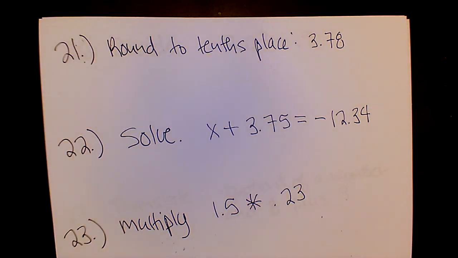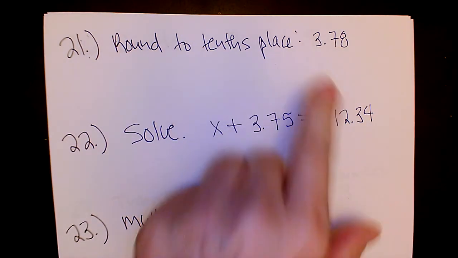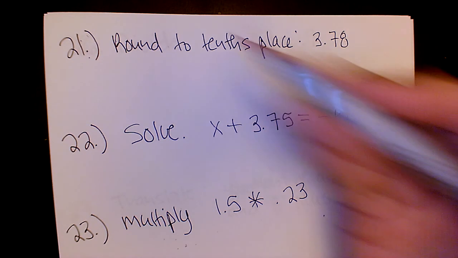Okay, this is video 5 or part 5 of the review for test 3. So I believe I'm on 21 and I want to round 3.78 to the 10th place.